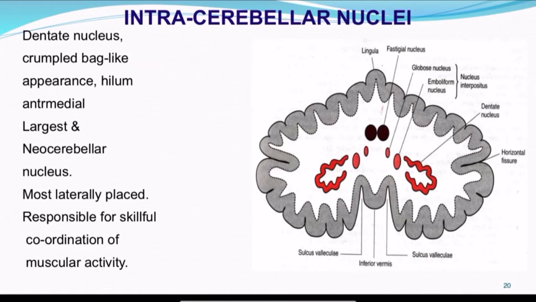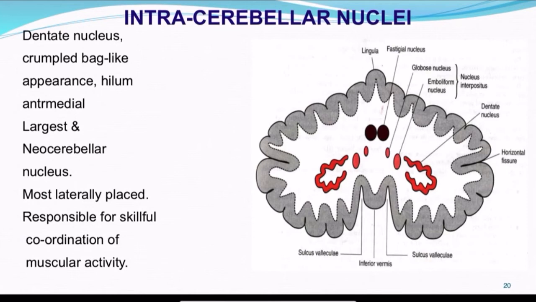Now we studied that within the cerebellum you have some nuclei. These are known as deep cerebellar nuclei or intracerebellar nuclei. Dentate nucleus, emboliform nucleus, globose nucleus and fastigial nucleus are the names of these nuclei, which we'll be studying now one by one. Of the intracerebellar nuclei, you have first the biggest one, the dentate nucleus. It has a crumpled bag-like appearance.